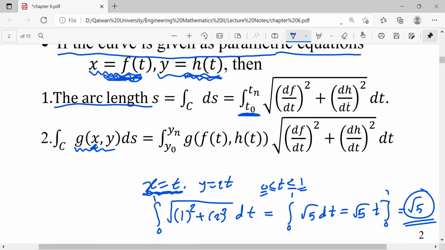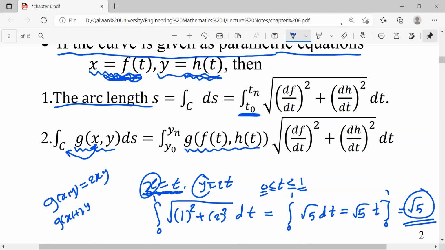here, the integration of g of xy over the curve is g of f of t and h of t. We replace each x and y by functions of t. Since we are given x and y as functions of t, we substitute them into the function and we get only g of t. Let's say g of xy is 2xy. Then g of x of t, y of t, or g of f of t and h of t, is the same as this. We replace x by t, and y by 2t. This equals 2 times t times 2t, and this equals 4t squared.